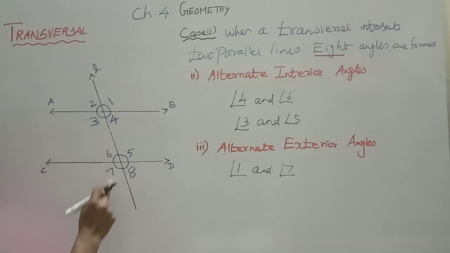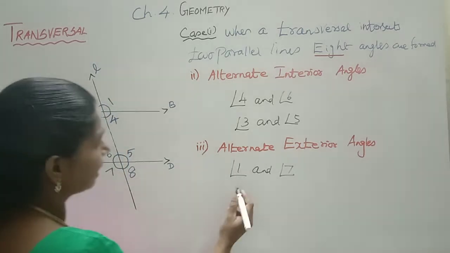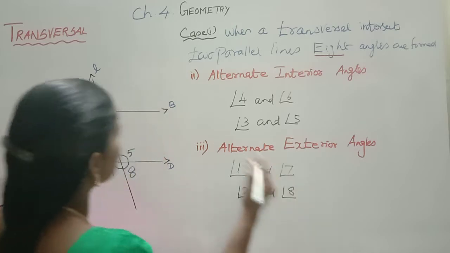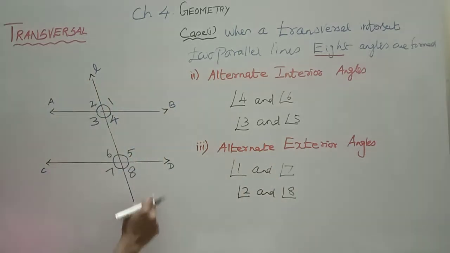Angle 1 and angle 7, and angle 2 and angle 8. This side, angle 2 and angle 8, and angle 1 and angle 7 are alternate exterior angles. Understand? And what is the next type? Next, three types of angles we saw.